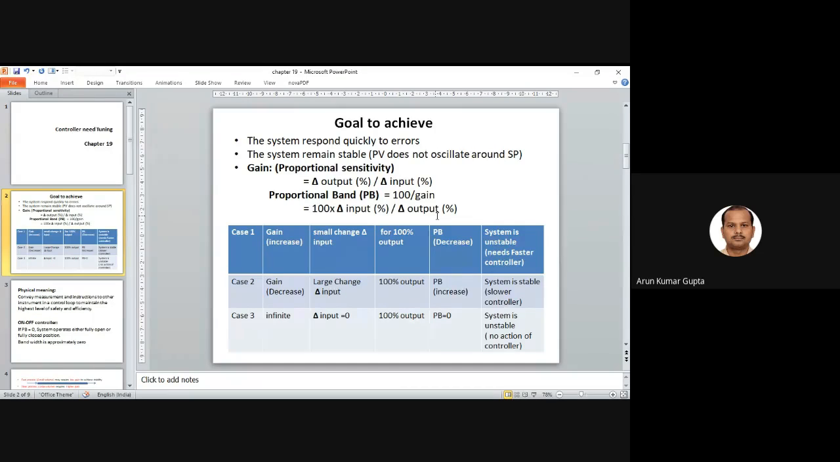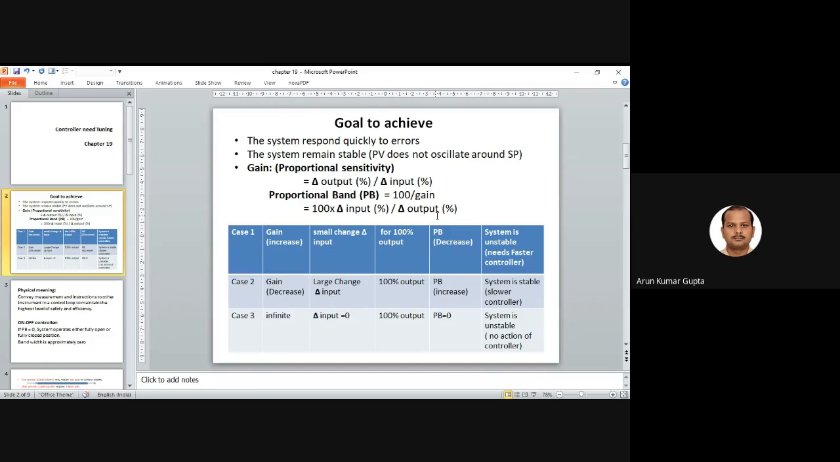What is our goal to achieve? The system responds quickly to errors, right? The system remains stable. Remaining stable means the PV does not oscillate around the set point. Process variable may be temperature, pressure, concentration, and it should not oscillate around the set point.